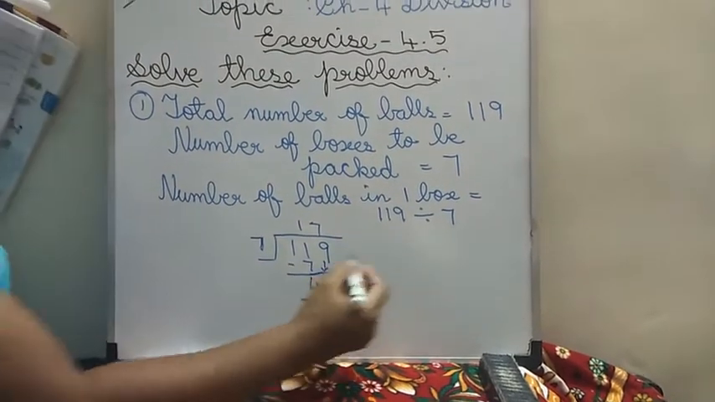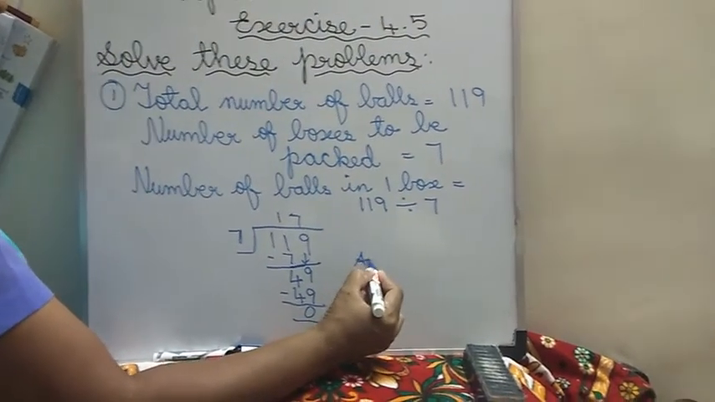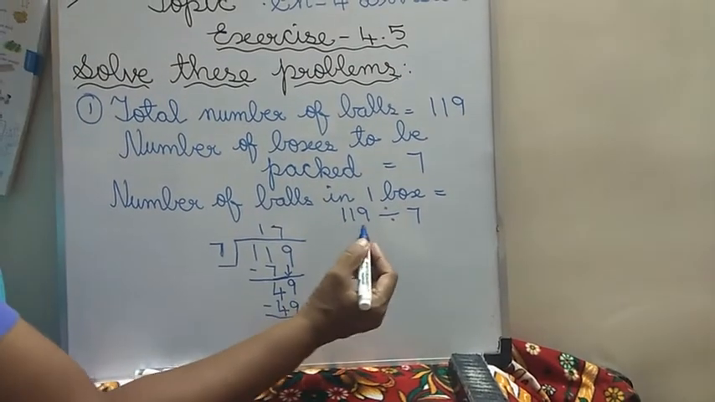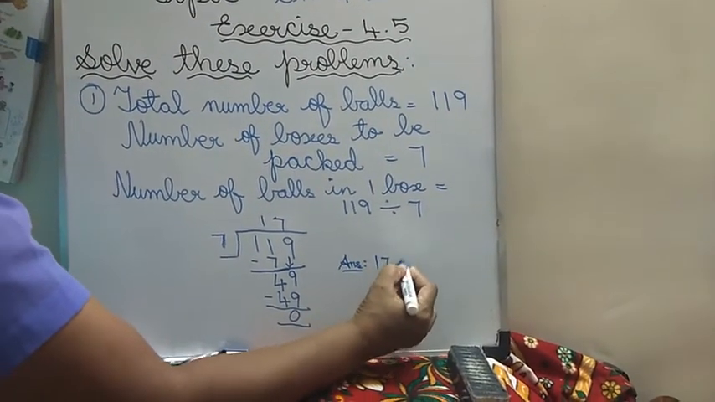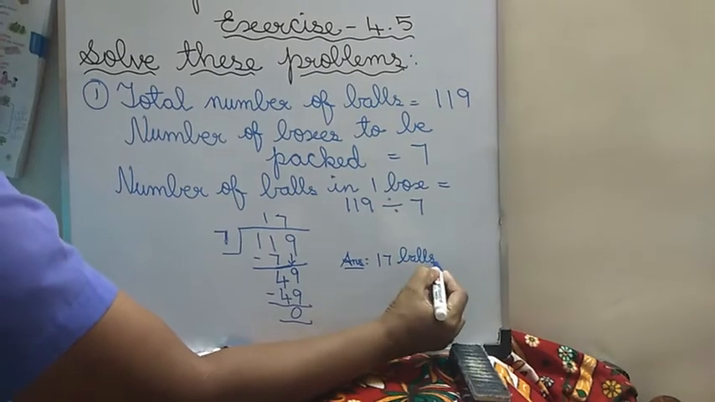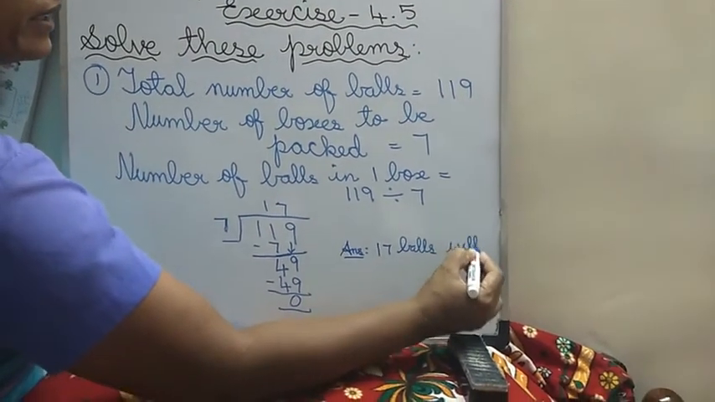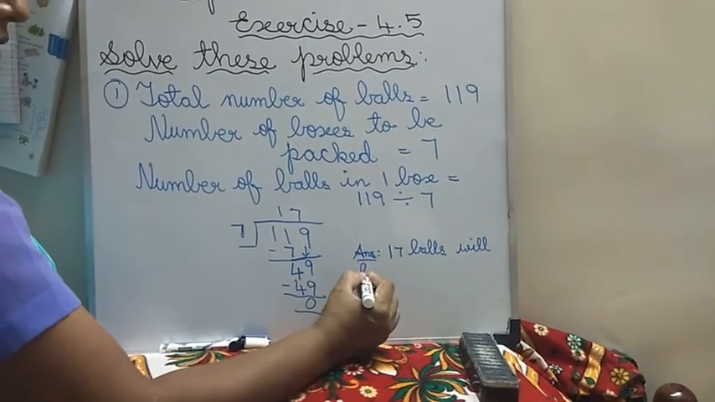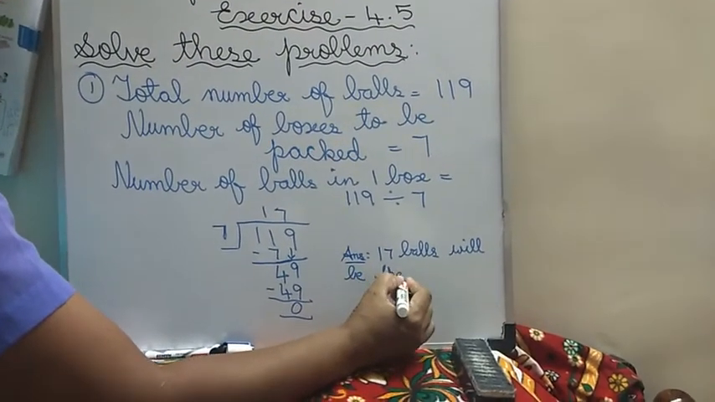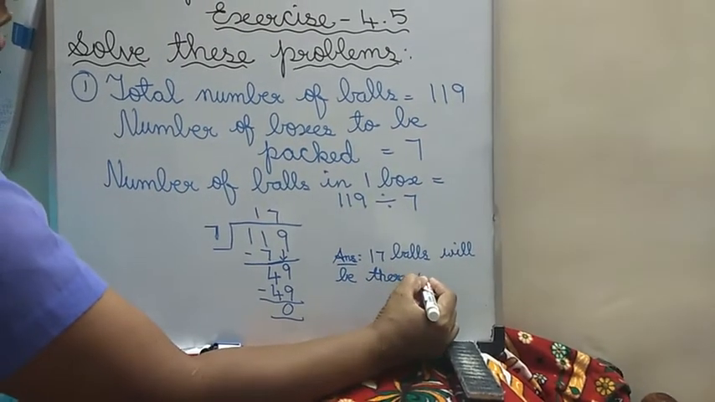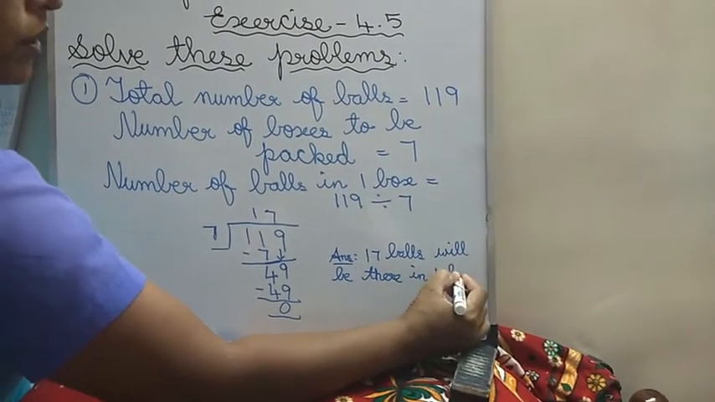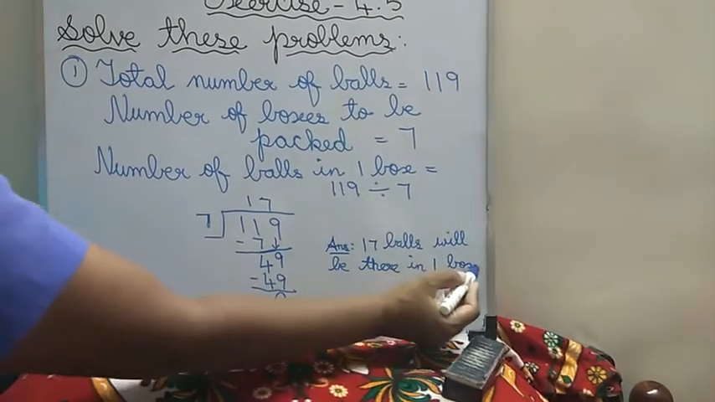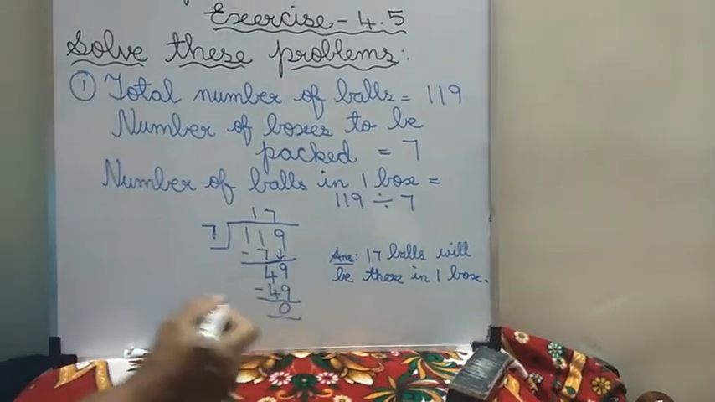See, I have no space, so I am writing here. But what you have to write, you have to write below. Here only you have to write. Understood children? Okay. 17 balls will be there in 1 box. Understood children? 17 balls will be there in 1 box. And we have to keep a full stop. We'll see the second sum.